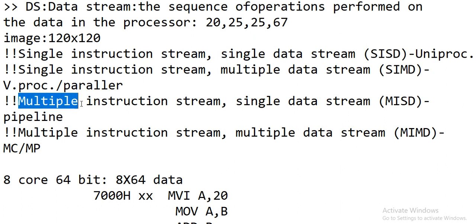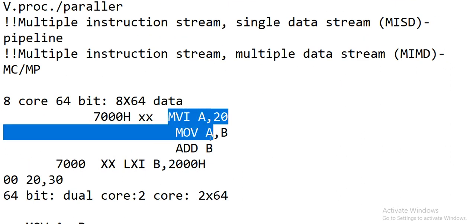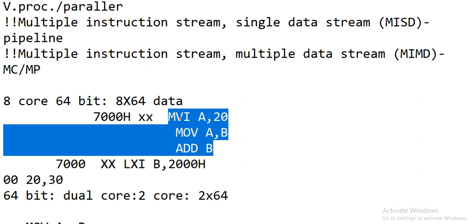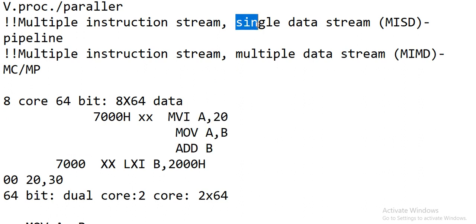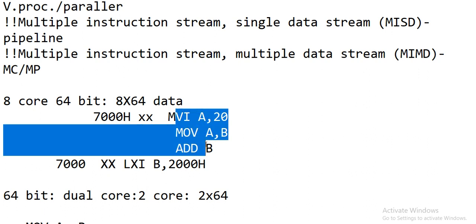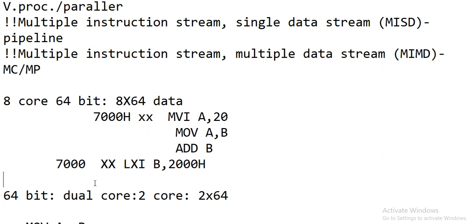Okay, now next is multiple instruction stream and single data stream. So here if we have these lines of code, all these instructions can be streamed at once, but only one data can stream. That is called multiple instruction stream and single data stream. An example is the pipeline. Pipeline means, assume your processor right now has 3 instructions, xx, yy and zz.